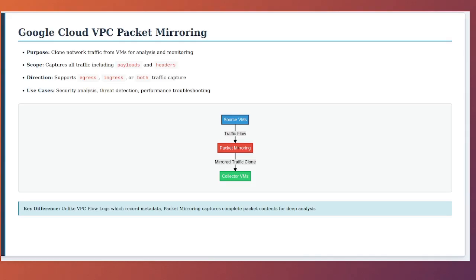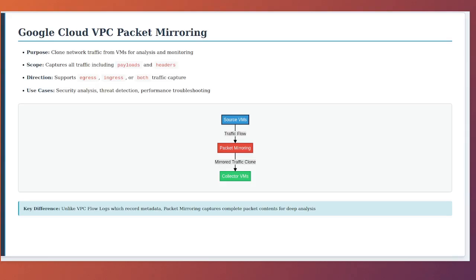The diagram on your screen illustrates how traffic flows through packet mirroring. At the top, we have your source virtual machines, which are the virtual machines whose traffic you want to monitor. These could be web servers, database instances, application servers, or any compute resources in your VPC. The arrow labeled traffic flow shows normal network communication happening to and from these virtual machines. This is the production traffic that needs to be monitored.